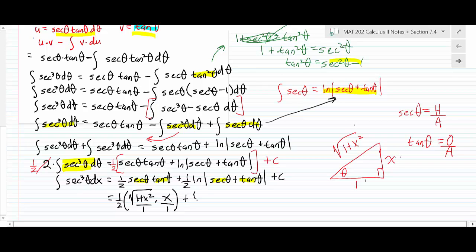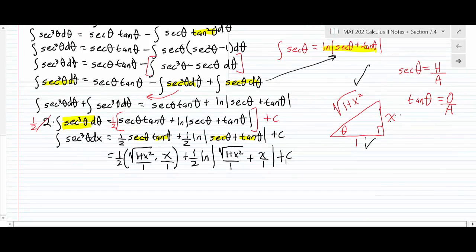Then over here, you're going to have 1/2 ln. Again, the secant is hypotenuse over adjacent, so that's going to be square root of 1 plus x squared over 1. And then the tangent is opposite over adjacent, so that's x over 1, plus c. Now all I need to do is clean this thing up, and then we'll see if we got a good answer here.